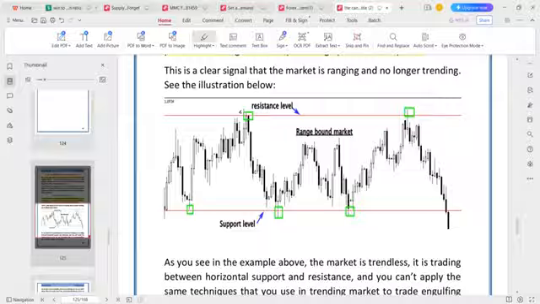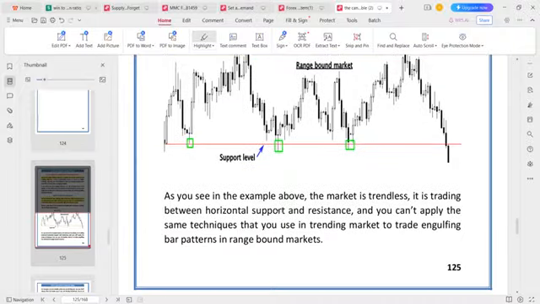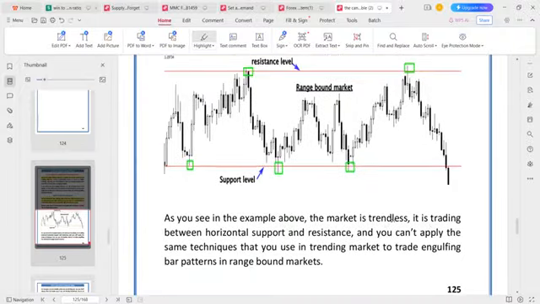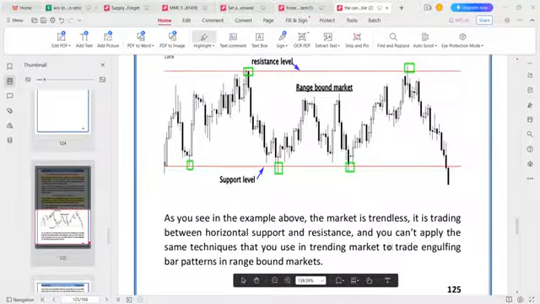So this is an example. You can see this price is not going anywhere. It's just in a range. The top part is your resistance, the bottom part is your support. All right, as you see in the example above, the market is trendless. It is trading between horizontal support and resistance, and you can't apply the same techniques you use in a trending market to trade engulfing bar patterns in range-bound markets.